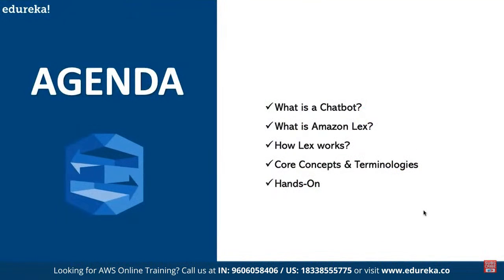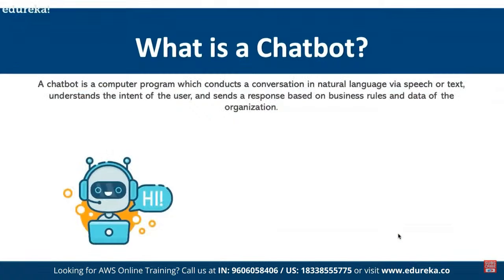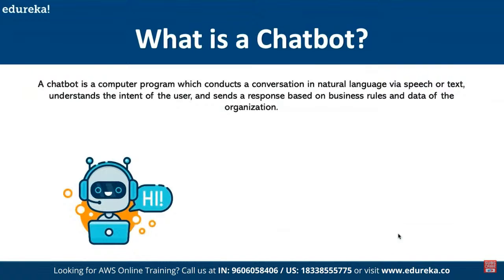The main agenda for today's session is that we are first going to discuss what exactly a chatbot is, what Amazon Lex is, how Lex works, the core concepts and terminologies in Amazon Lex, and how we can get started as part of a simple hands-on. If we talk about a chatbot, it is basically an automated program which conducts a conversation in natural language via speech or text, understands the intent of the user, and sends a response based on business rules and data of the organization.